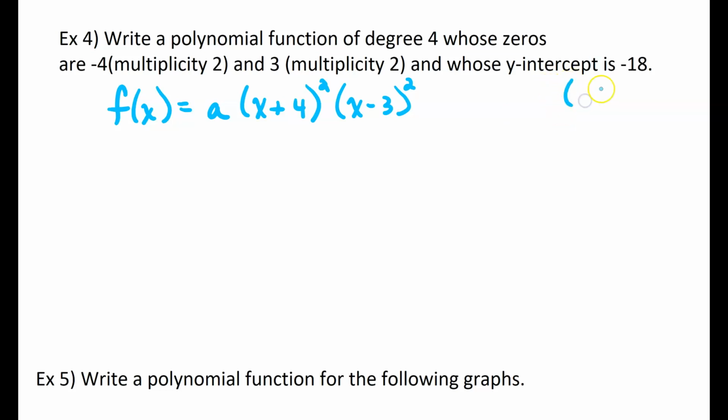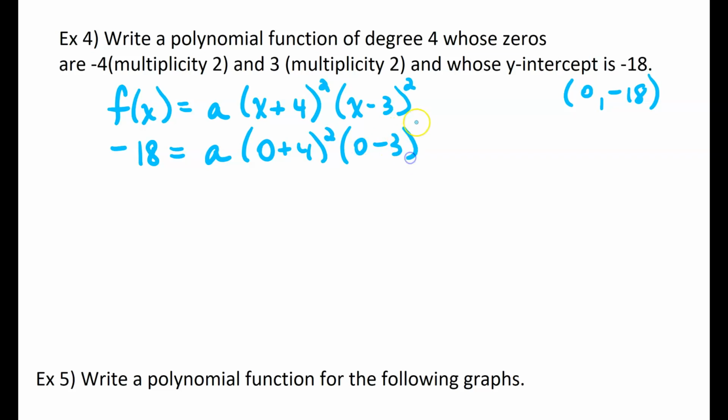What is the coordinate? 0, -18. Okay, so we're going to plug those in. F of x, or y, is equal to -18 when x is equal to 0. So we get 0 plus 4 squared and 0 minus 3 squared.